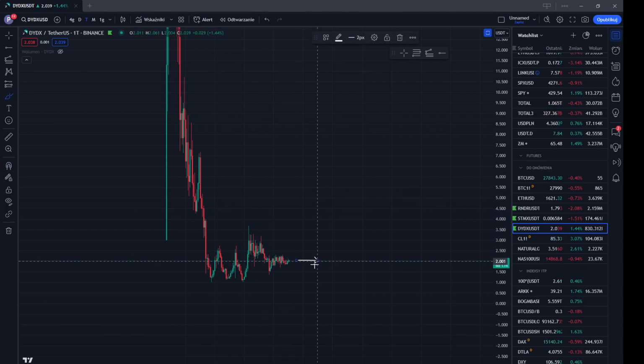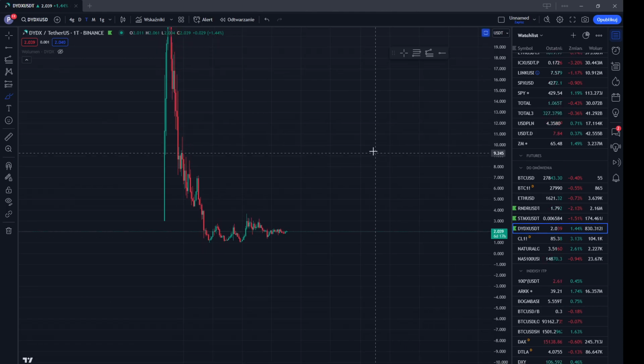Yeah? So I bought here quite a lot of that DYDX. I will be buying more if we go down, if we take out the lows. It looks good. To me, it looks good. It's a decentralized exchange, as far as I know.